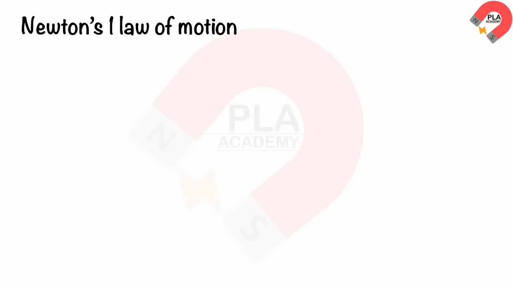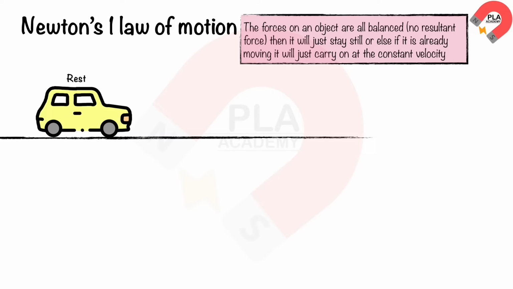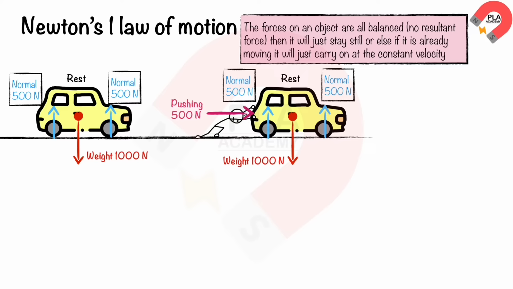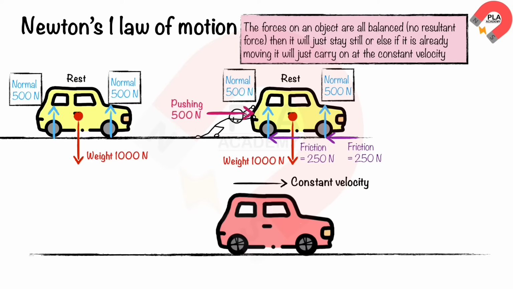When a car is at rest, the forces on it must be balanced. So, the car's weight acts downward to equal the total normal forces acting upward. When you push a car with a force of 500 newtons to the right, and the car stays still, the total friction between the tires and the road's surface acts to the left, 500 newtons, balancing the pushing force. When a car is moving with constant velocity, the forces on it must be balanced.